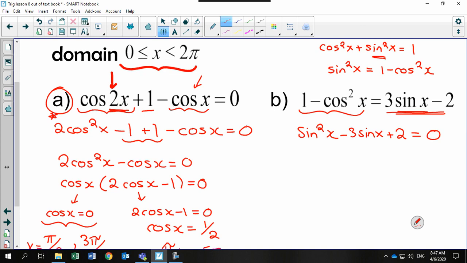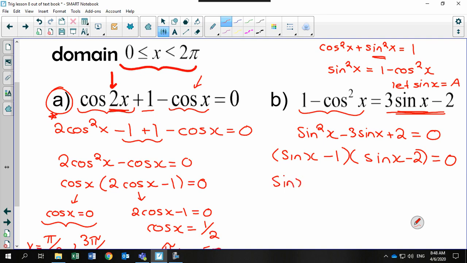Again, this is something that we factored before. If you need to, let your sine x equal a in order to factor it, you can factor that and then plug back in your sine x's. I'm just going to factor this with my sine in there. I'm going to get sine x minus 1 and sine x minus 2 is equal to 0. And so what happens here is I'm going to get sine x is equal to 1 and sine x is equal to 2.